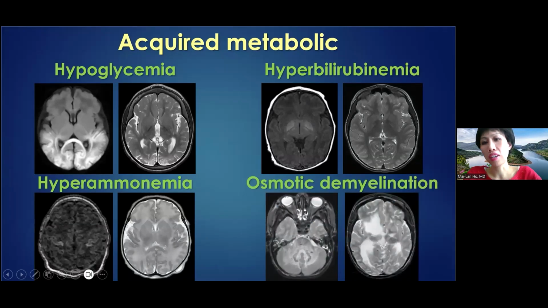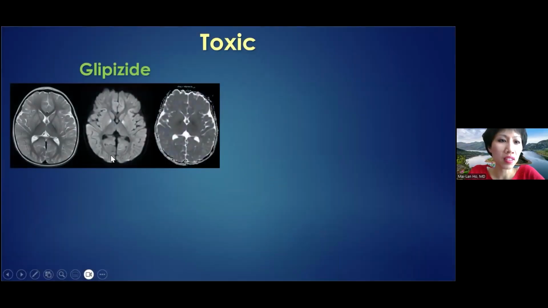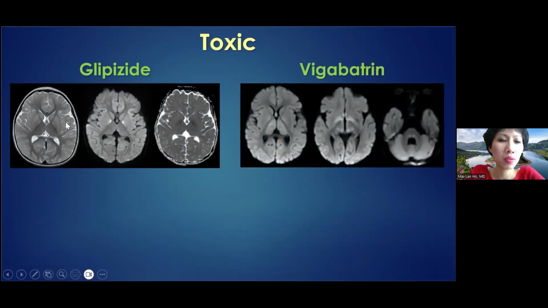And then some cases of osmotic demyelination, in which this patient had HIE, and then on top of that had osmotic dysregulation because of the pituitary-hypothalamic axis. And toxic conditions, so again, kids put stuff in their mouths, right? So glipizide poisoning, this was essentially a diffuse cerebral edema. Vigabatrin is used for infantile spasms, and that's a GABA analog, so you can actually get some reversible injury to the deep gray nuclei.